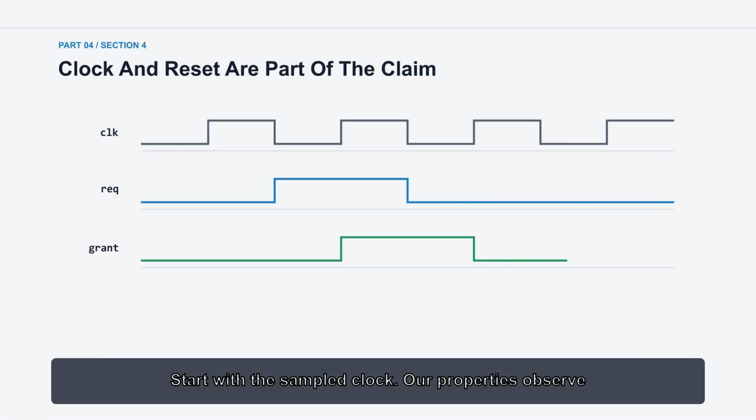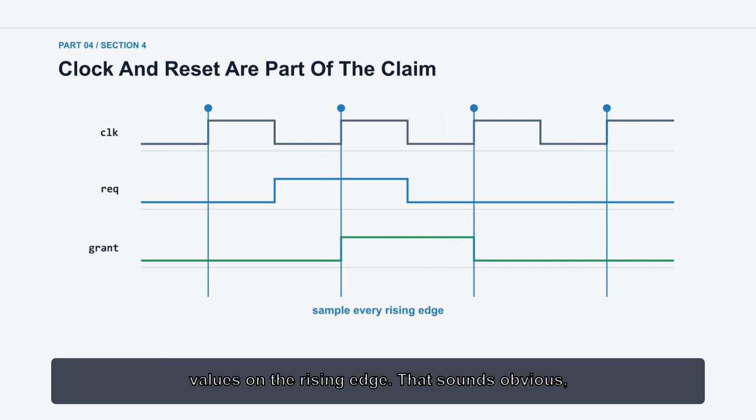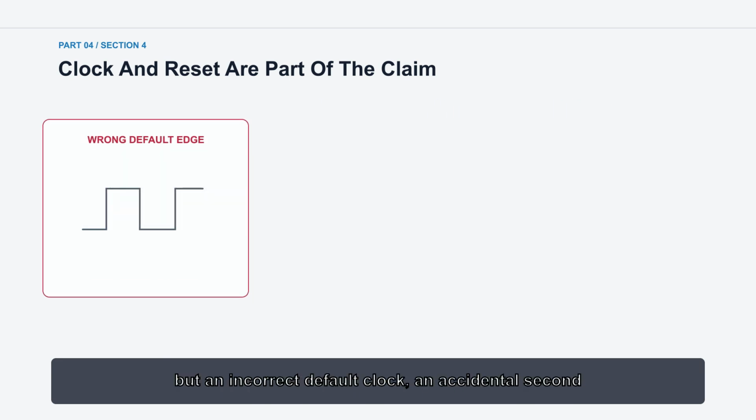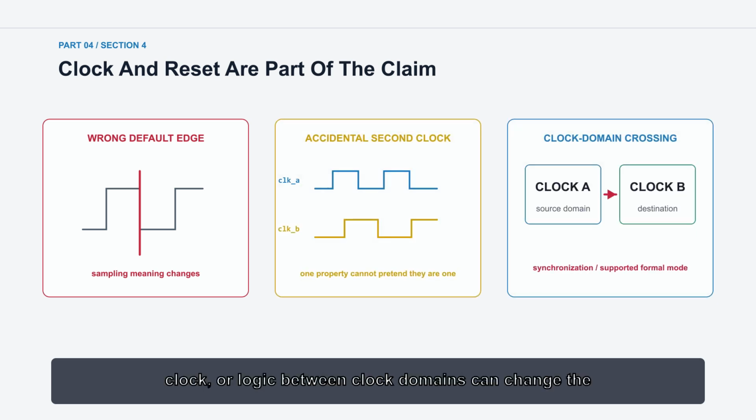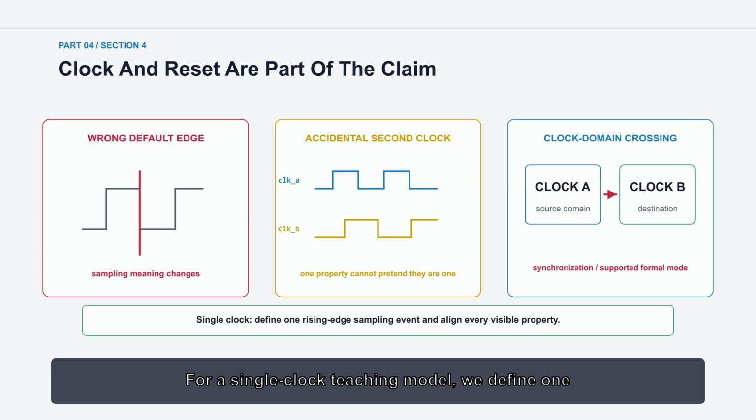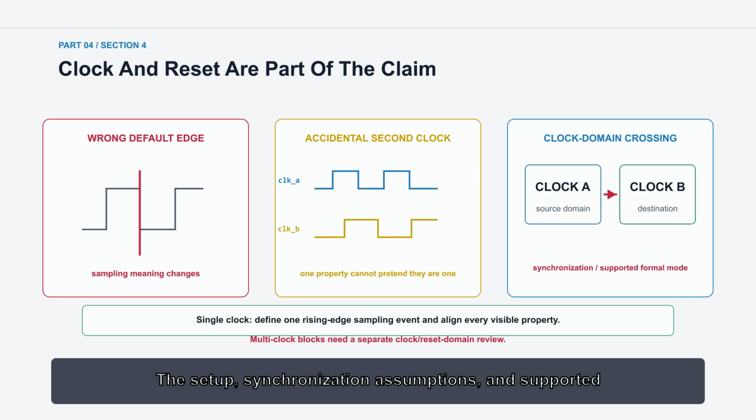Start with the sampled clock. Our properties observe values on the rising edge. That sounds obvious, but an incorrect default clock, an accidental second clock, or logic between clock domains can change the meaning of every temporal relationship we write. For a single clock teaching model, we define one rising edge sampling event and keep all visible properties aligned to it. For a real multi-clock block, we cannot simply pretend the clocks are one. The setup, synchronization assumptions, and supported formal mode need separate review. We are not solving CDC or RDC in this episode.